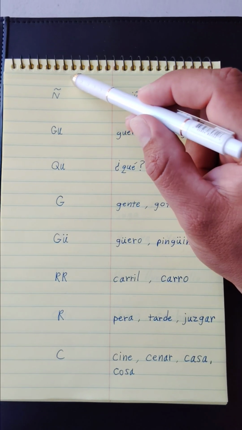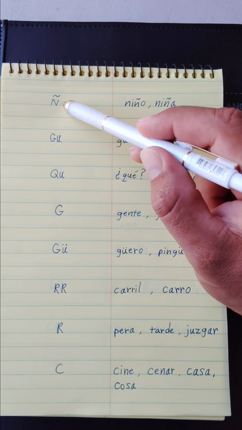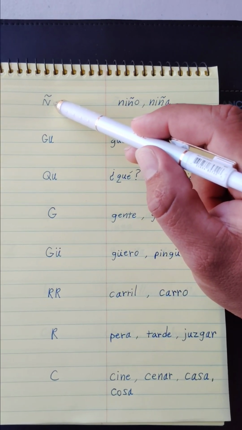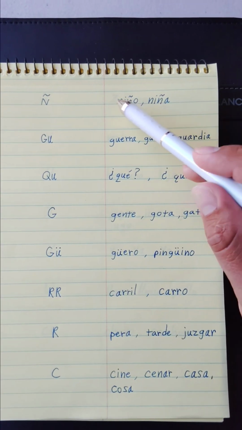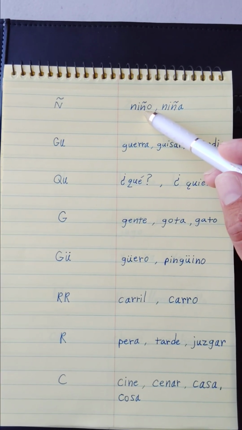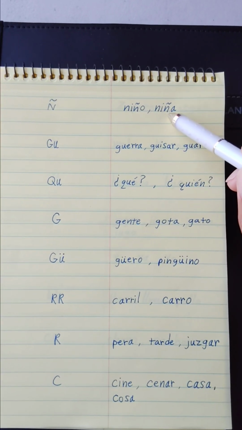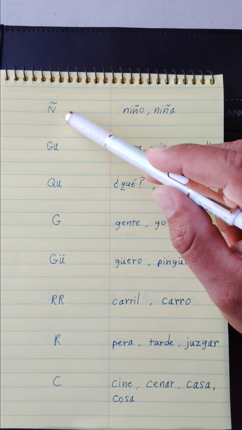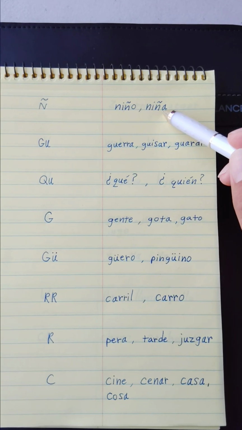The first letter on my list is the name of this letter. It's ñ, but the sound is ñ, ñ, ñ. The examples that I have here: niño, a boy, a young kid; niña, a girl, a young kid. So ñ, ñ, ñ, niño, niña.